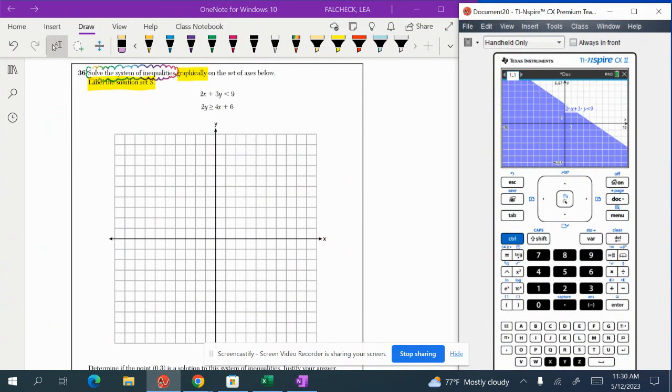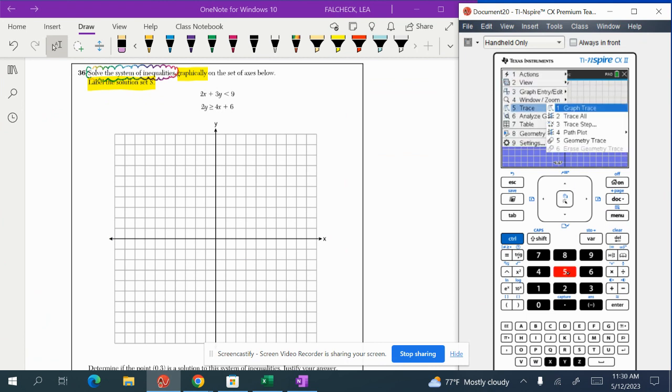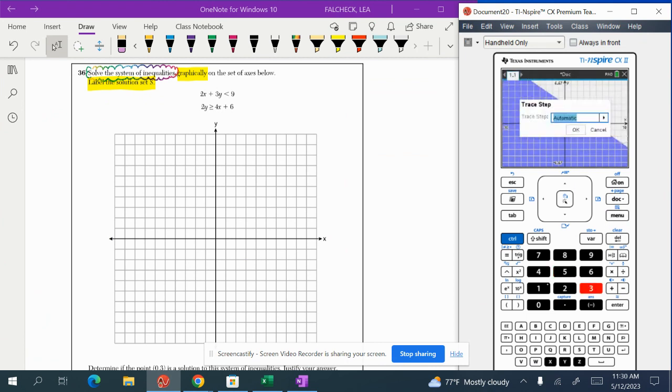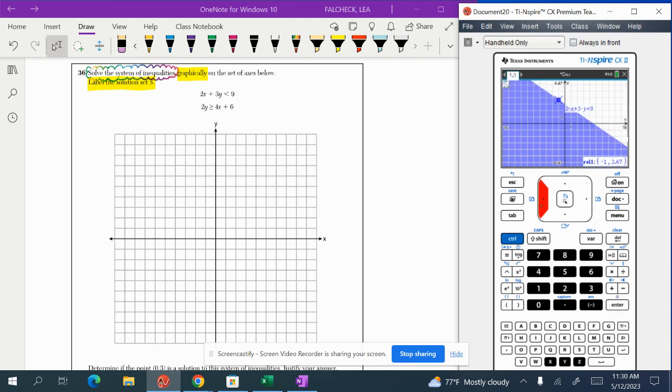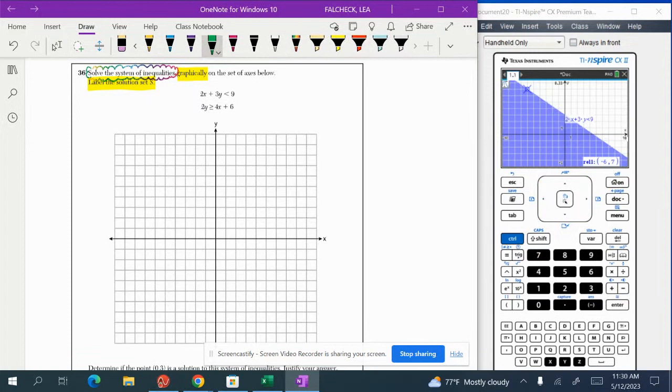So we look at our graph and we see that we're in relation mode. So we're not going to be able to use the table, but we can use graph trace to get our points. So we're going to do menu 5, 3, tell it to count by ones, hit OK. Then we're going to do menu 5, 1, and we're going to trace this guy and get some good points, okay? So let's go to negative 6, 7. That looks like a good one to me. Negative 6, 7. 1, 2, 3, 4, 5, 6. 1, 2, 3, 4, 5, 6, 7.